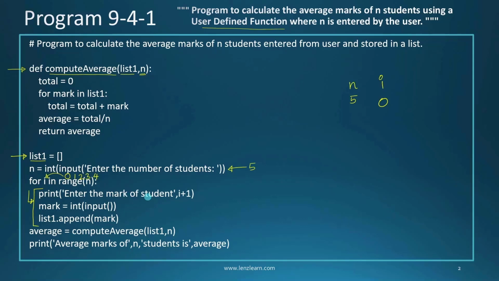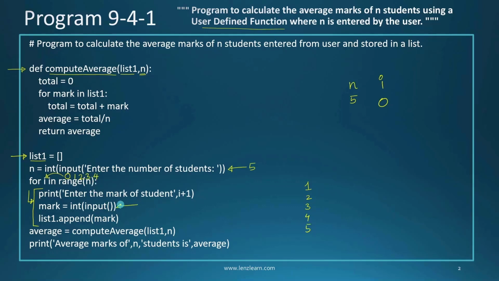First it will print enter the mark of student I plus 1. Why have I used I plus 1 here? Because otherwise the first time it will print enter the mark of student 0, since the value of I is 0. That is a little awkward, because we don't have a student 0. A student always starts from 1, 2, 3 up to 5, but the index value runs from 0 to 4. That is why we have used I plus 1 here. So when I print this statement, the output will go 1, 2, 3, 4, 5. So I know that I am entering marks for my first student, second student, and when I enter the marks for the fifth student, the for loop will finish.